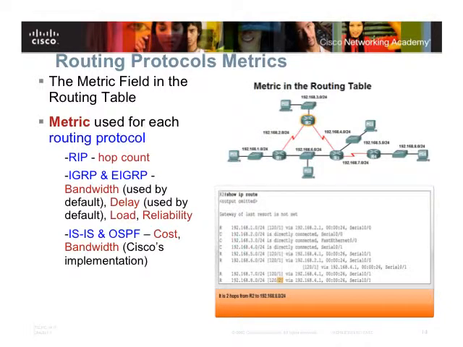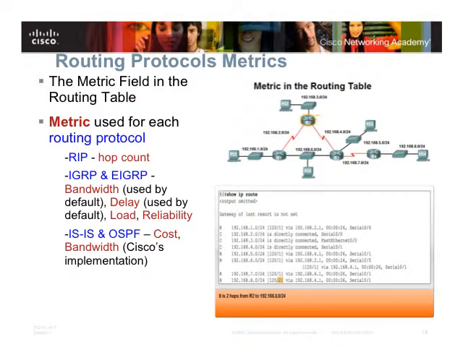So for example, 192.168.1.0. Which one is that? This one. This network. Okay? And this is the routing table of R2. So R2 is this one. This is R2.